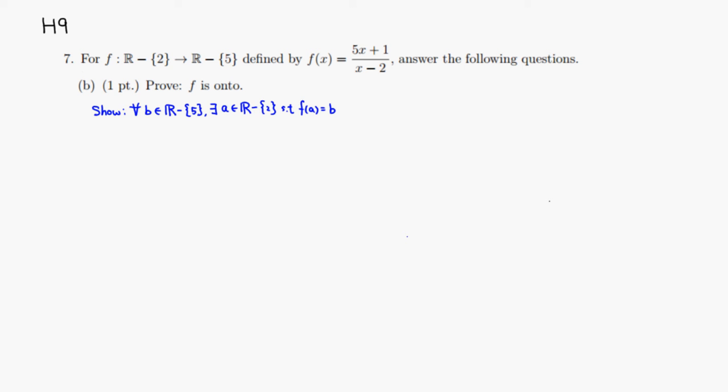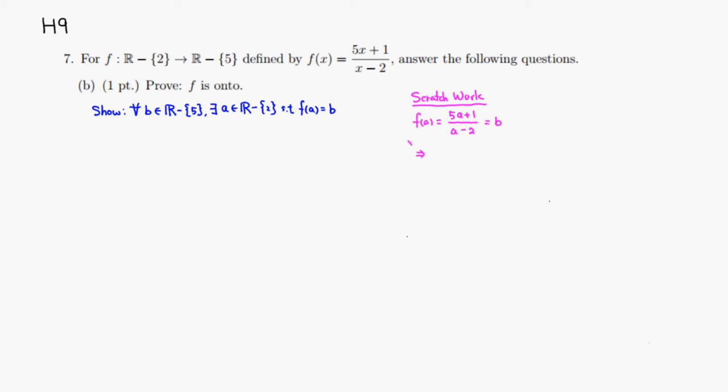So I'm going to do a little bit of scratch work so that we can have a formula for a. Here is my scratch work. We want f of a, which is just plugging in x equals a, so it's 5a plus 1 over a minus 2. And we want this to be exactly equal to b. So let's solve this equation for a.